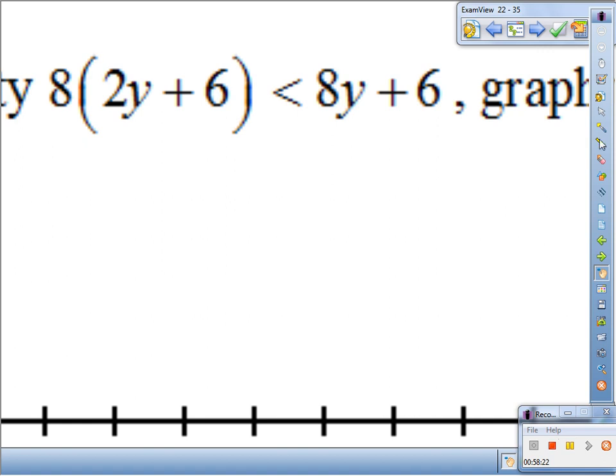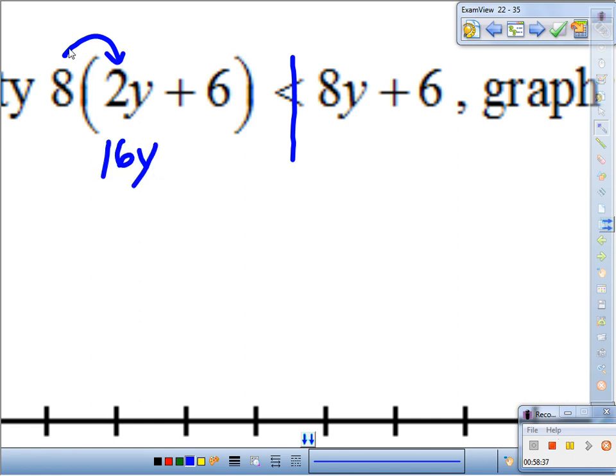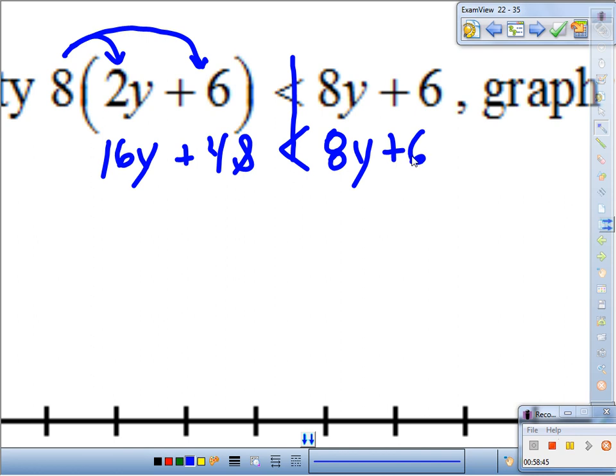All right, line down the inequality symbol. What do I do first, everyone? Distribute. What is 8 times 2y? 16y. What is 8 times 6? That's positive 48. Less than 8y plus 6. All right. Can we simplify the left side anymore? No. The right side anymore? No.